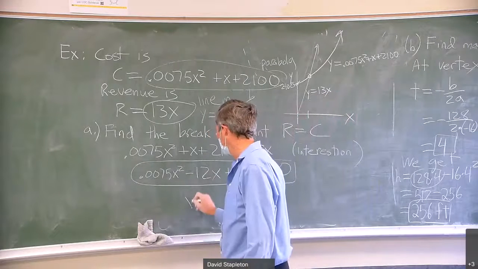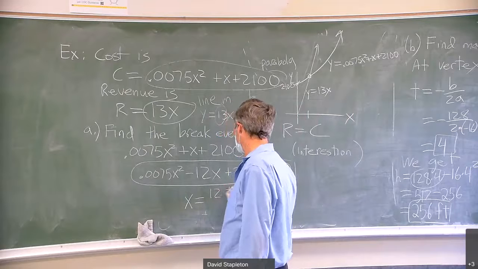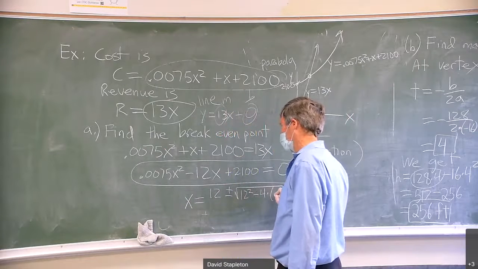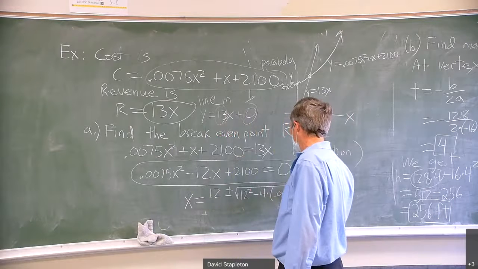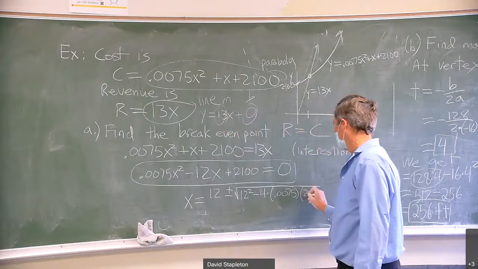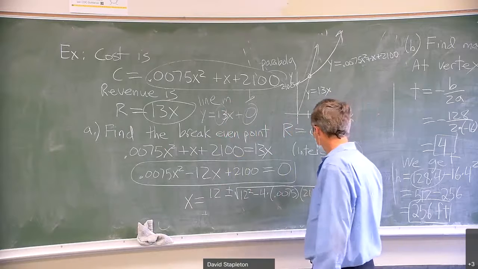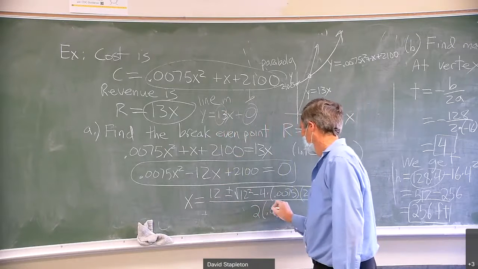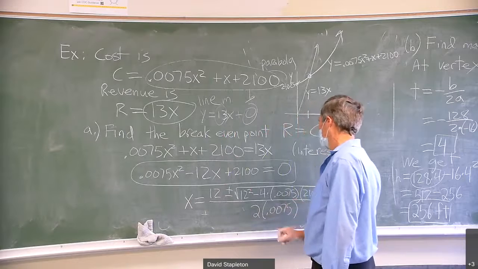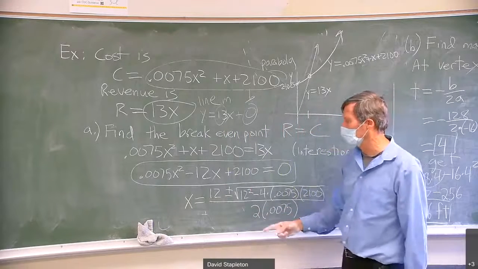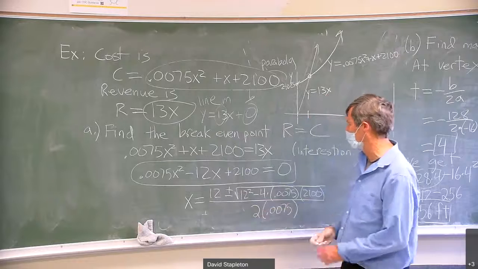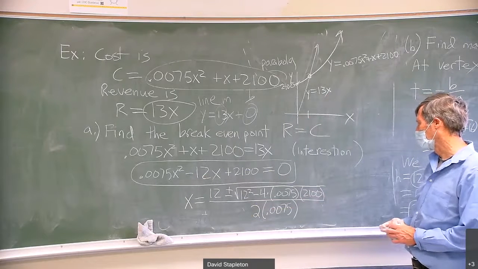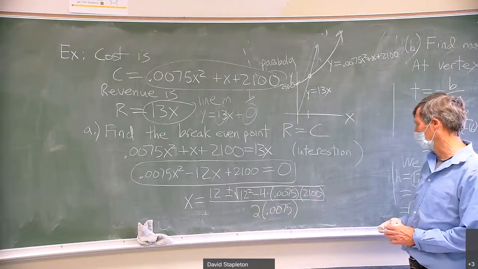Let's say that x equals minus b, which is 12, plus or minus the square root of b squared minus 4 times a, 0.0075, times c, 2,100, all over 2a. It might be easier to multiply this through, or divide this through by 0.0075. I don't know. But this will work, and we'll get two answers.